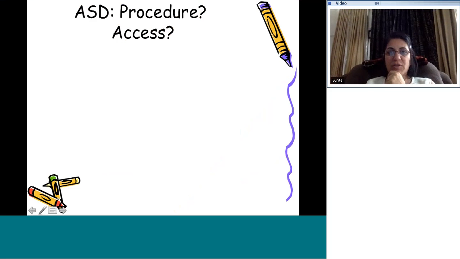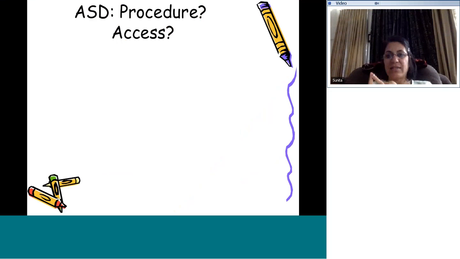ASD. So when we talk about surgical procedures for ASD, can you name the types of surgical procedure and what access is used for surgical closure of ASD? So how do you close the ASD? What type of material do you use? What is that? And then what is the access that is used for ASD closure? Anyone? Anyone wants to take this? No?